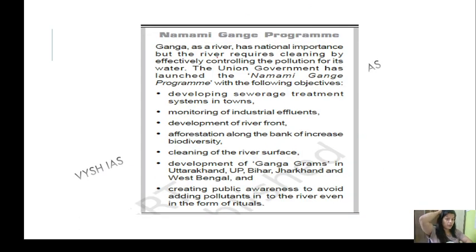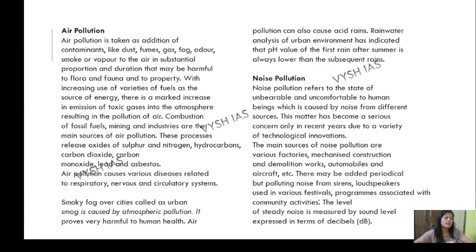Okay. Then let's talk about the Namami Gange program. Ganga as a river has a national importance, but the river requires cleaning by effective controlling. Okay, Namami. The union government has launched the Namami Gange program following up like this. What? Sewage treatment, industrial effluent monitoring, development of river fronts, afforestation along the banks of the river valley, cleaning the river surface, development of Ganga Grams in Uttarakhand, UP, Bihar, Jharkhand, West Bengal, creating public awareness to avoid adding pollutants to the river, even in the form of rituals.